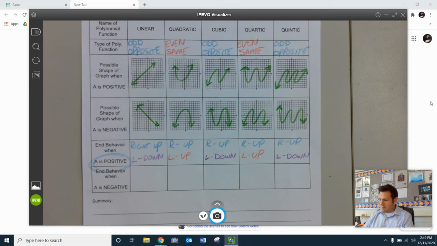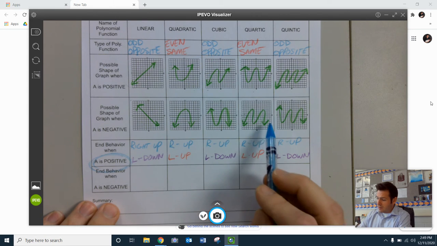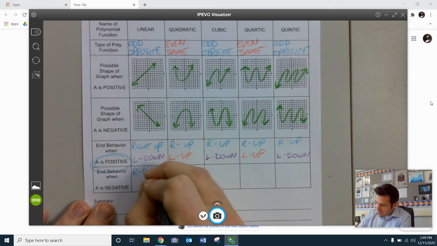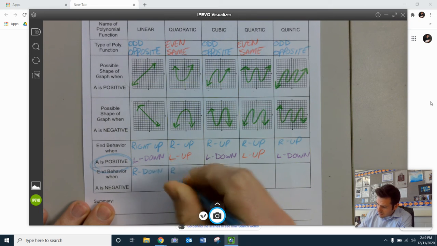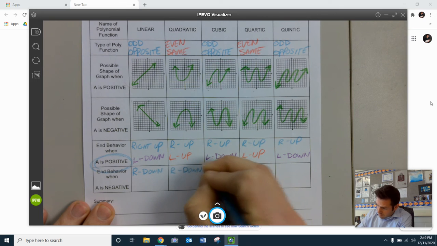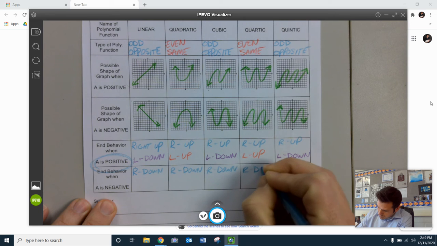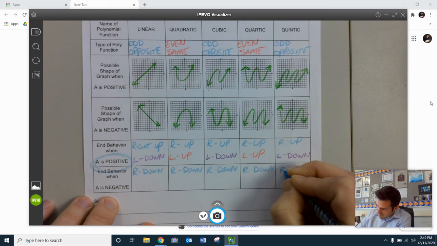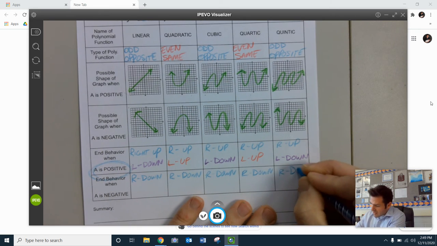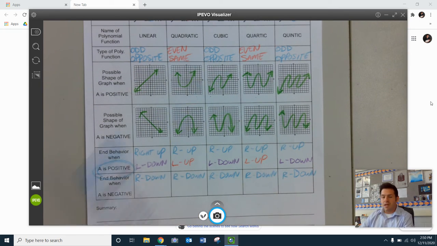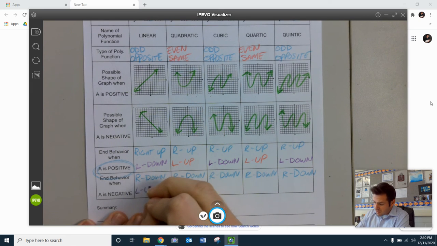Same thing happens with the negative. We just know that if we start off with the right going down, no matter what, if my a value is negative, to the right of the graph we're always heading down. So if my a value is negative, we're always heading downwards on the right side. We have to base what happens on the left side on our type of polynomial rules. We know that if it's opposite, the left would be up.